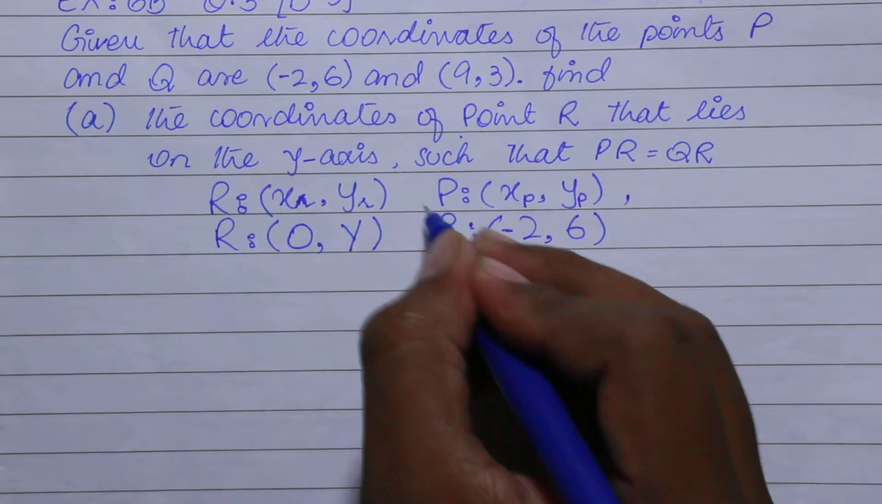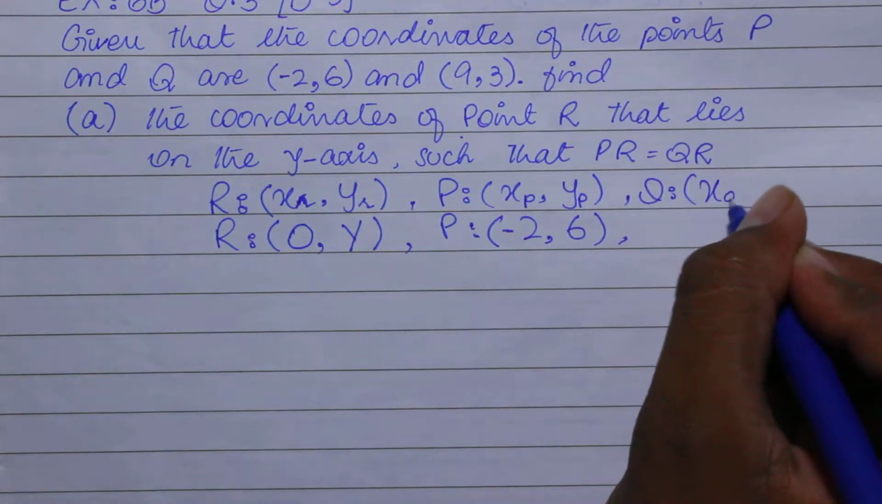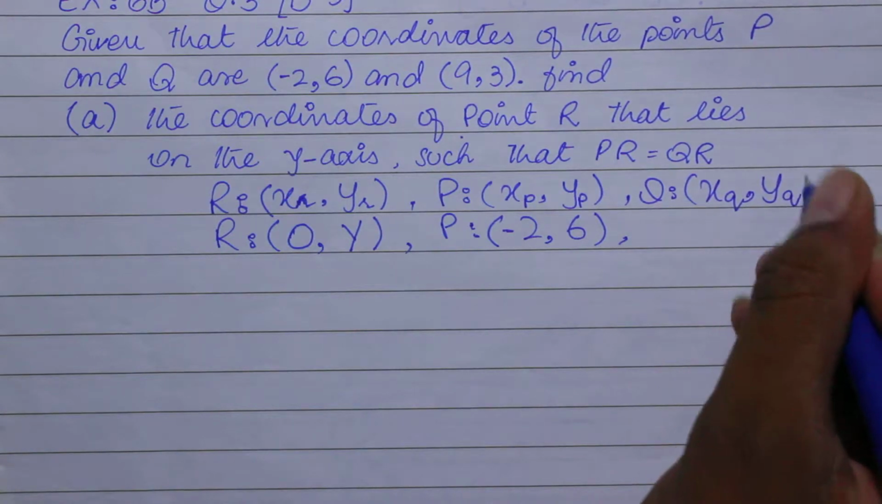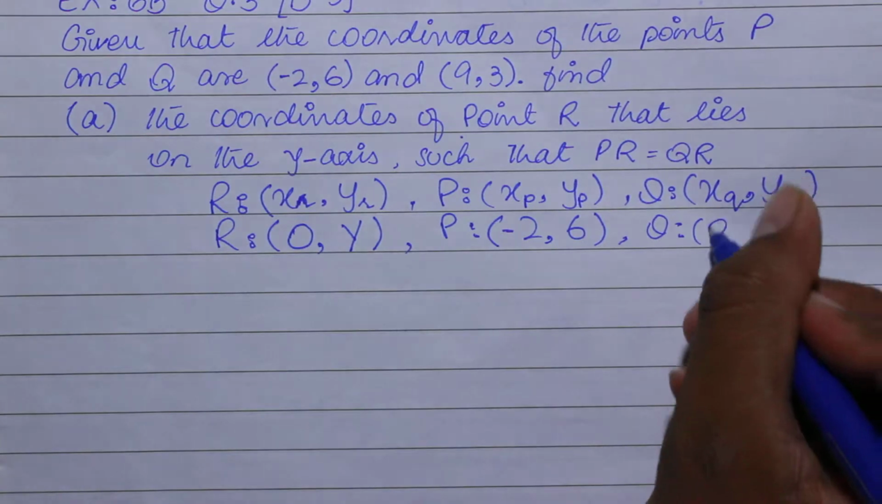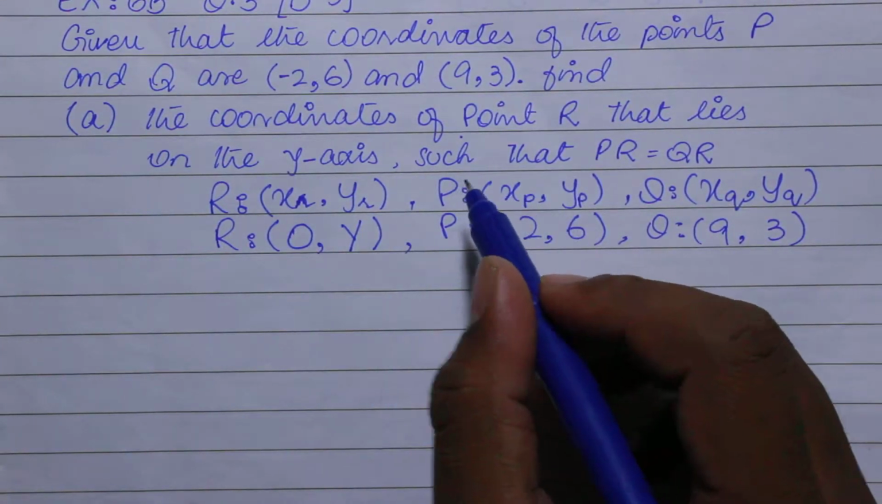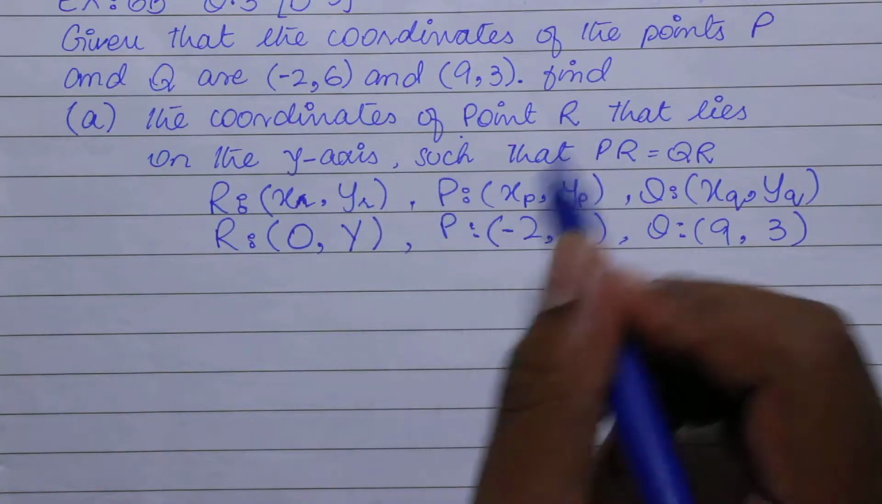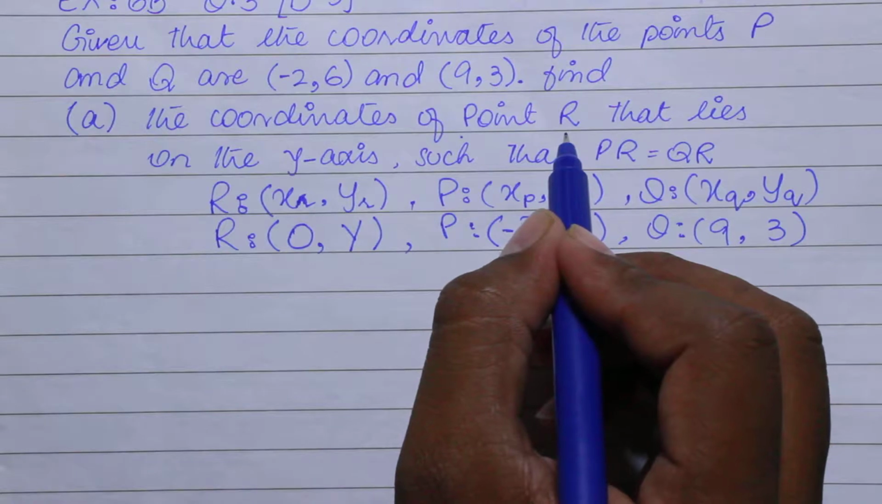Now point P, which is xp and yp, is given in the question as (-2, 6), and point Q, which is the x coordinate of Q and y coordinate of Q, is given in the question as (9, 3). Now we have decided the points. Let me recall what the question asked: we have to find the coordinates of the point R.